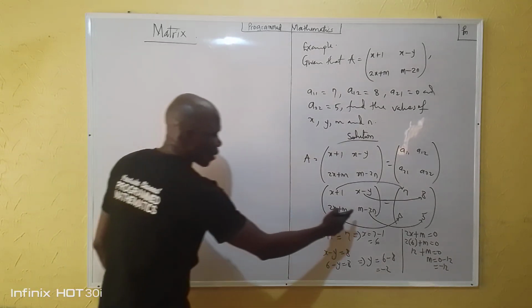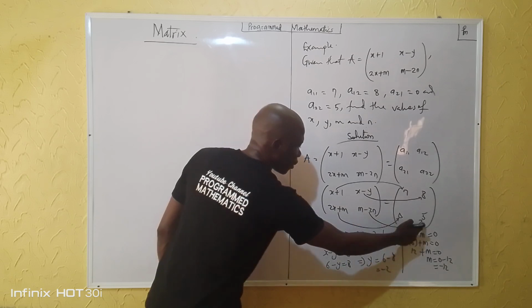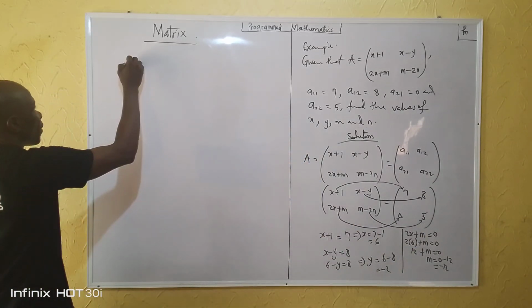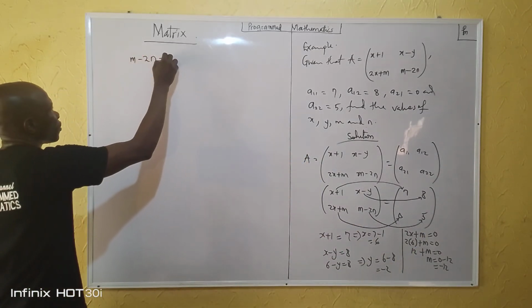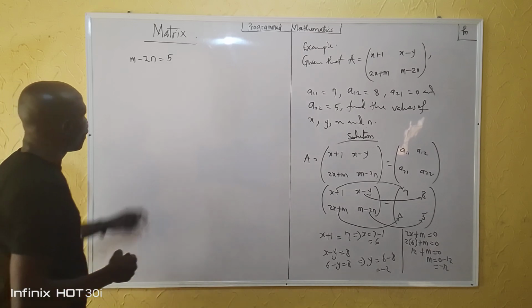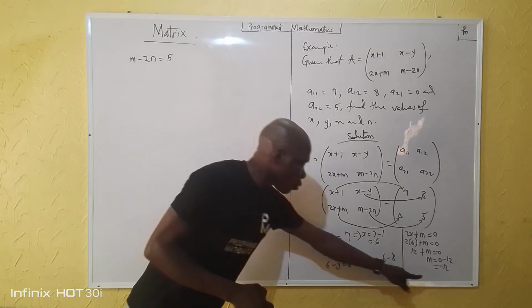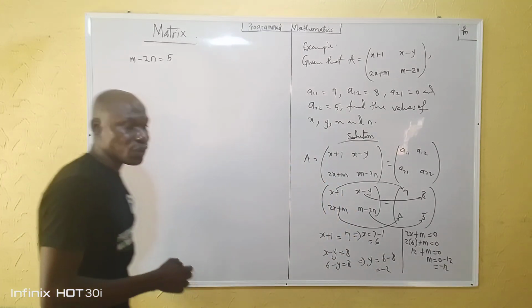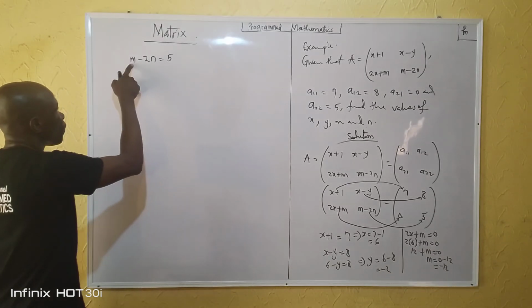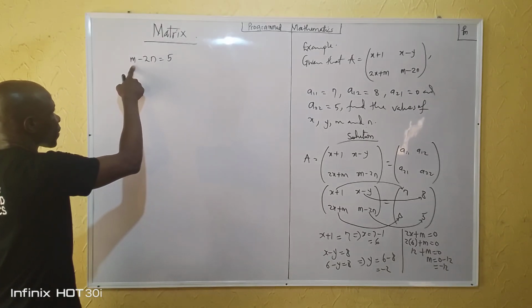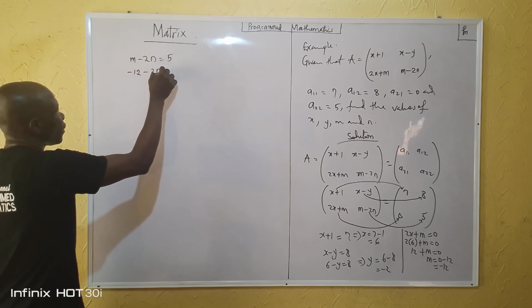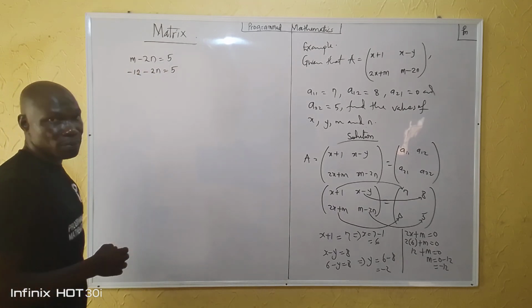Now, let's get the value of n. m minus 2n equals 5. What do we have for m? We have gotten m here to be minus 12. So replace m with minus 12. That's substitute minus 12 for m. So minus 12 minus 2n equals 5.